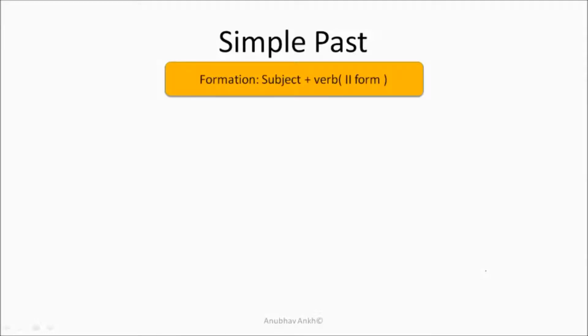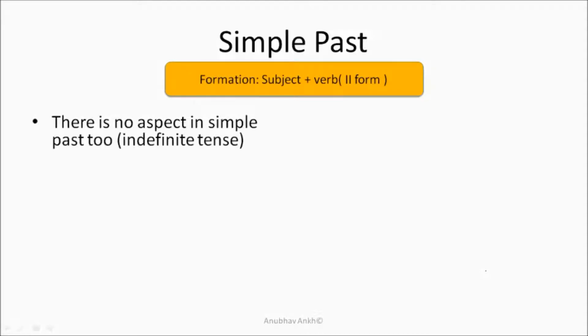What is the formation of a sentence in simple past? We use subject plus the second form of the verb. What is the aspect of simple past? There is no aspect, again, because it is an indefinite tense. But in some cases we use it when some work is completed in the past. See, the aspect is perfective, completed, but we use it in simple past. When the work is done in the past, we use simple past sometimes, like he did his work.